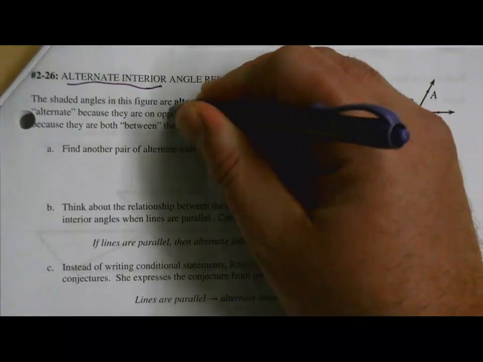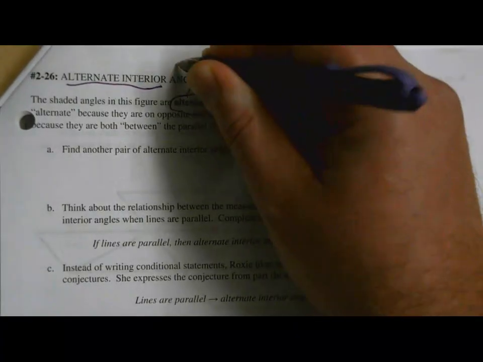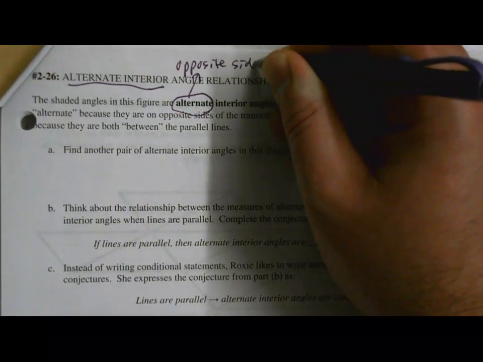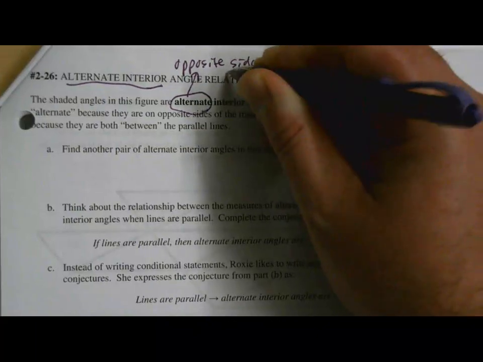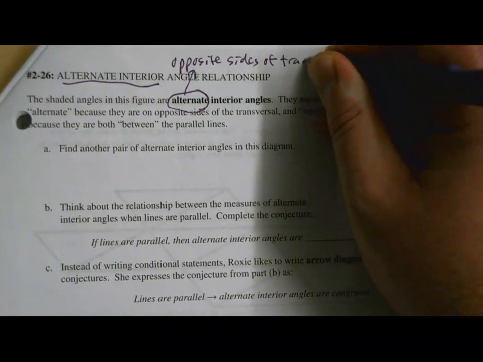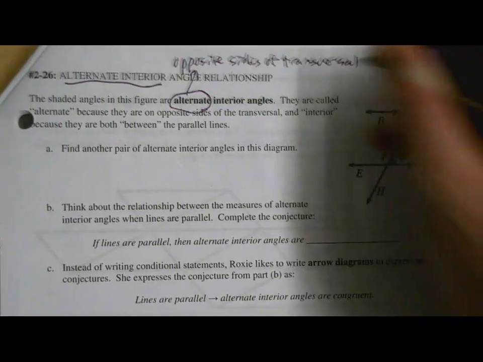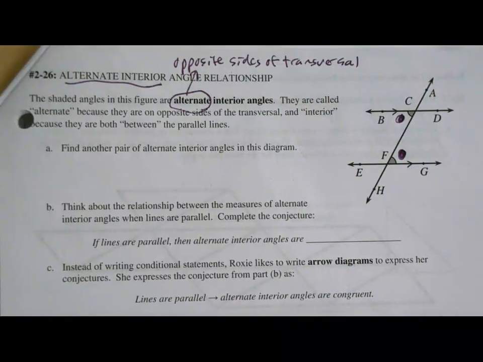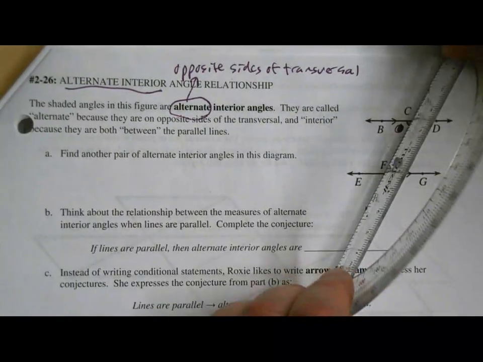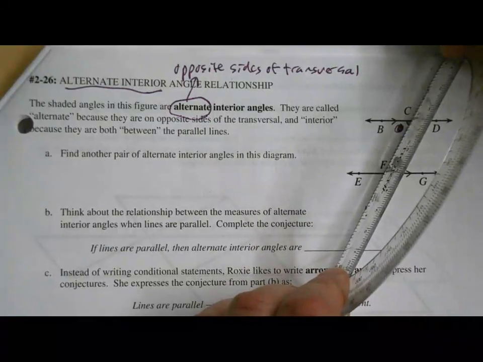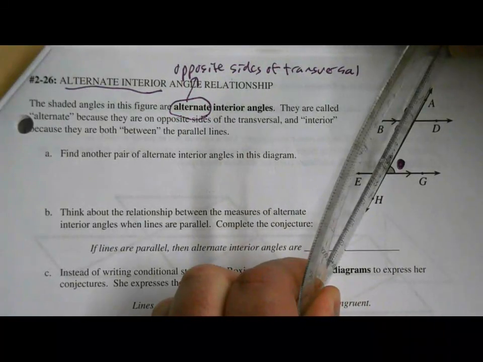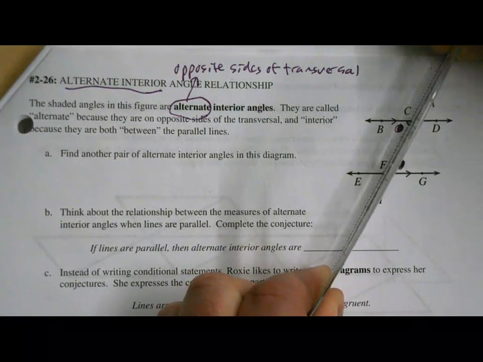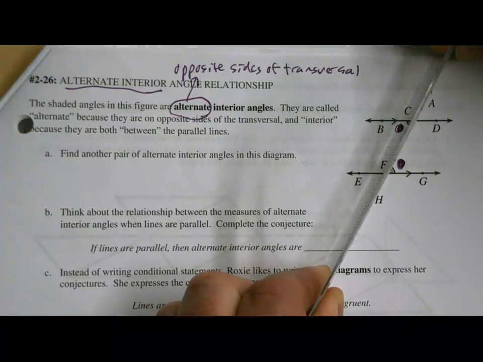First of all, alternate tells you that they are on opposite sides of the transversal. So if you focus your attention on the transversal, one of the angles is on that side, and the other angle is on that side. Opposite sides of your transversal, that's what the alternate means.